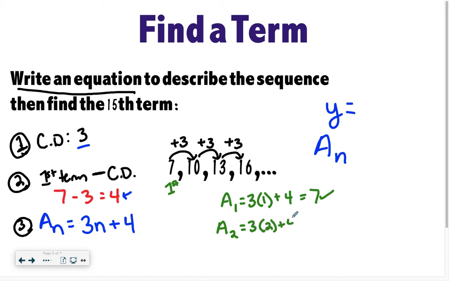And then I would have 3 times 2, which is 6. 6 plus 4 is 10. So that matched that one as well. So I know it works.